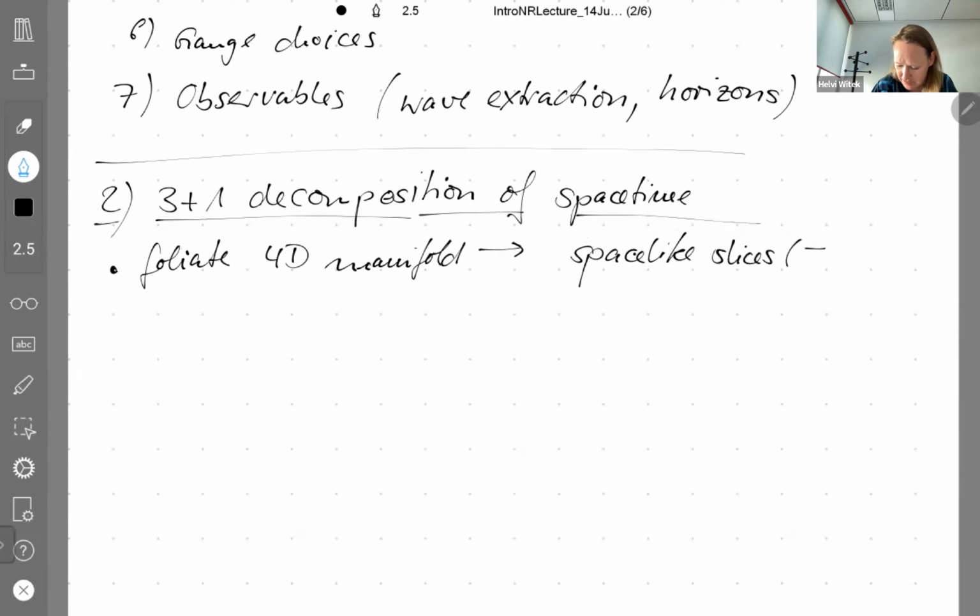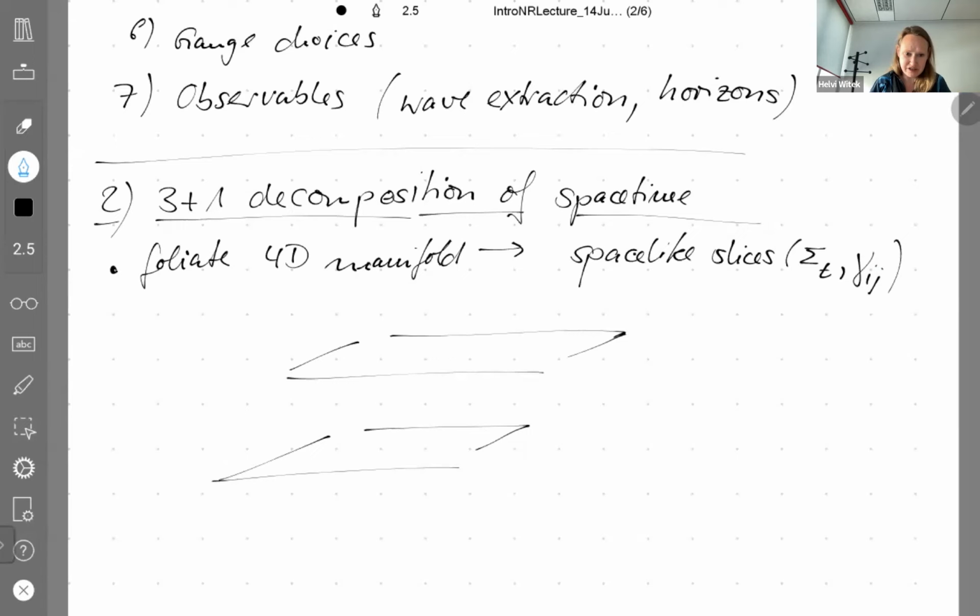Let me call them sigma with a label t, and the metric on these slices I will call gamma ij. And if I illustrate that, I will take my 4-dimensional manifold and basically slice this up into these spatial slices. I'm suppressing here one dimension, so these are now 2-dimensional slices, and I will evolve them forward according to some time parameter that I will call t.